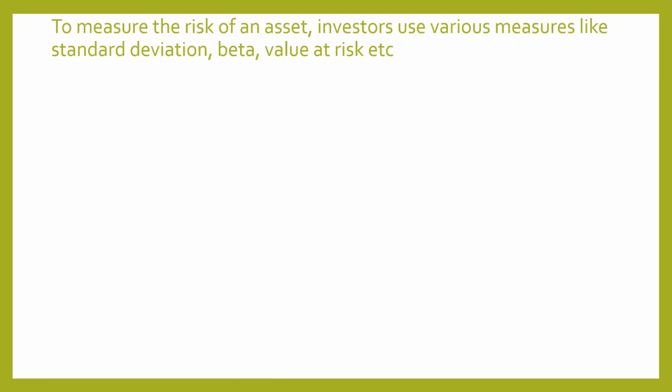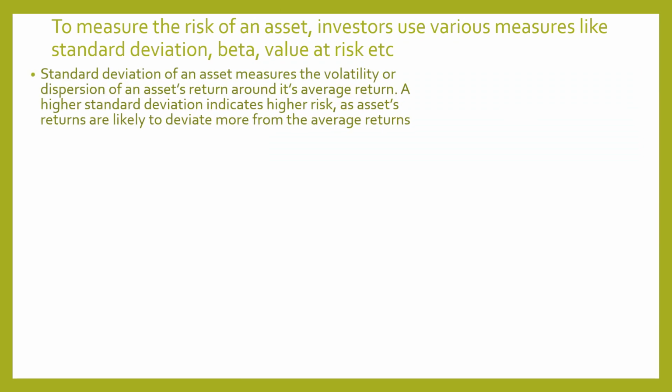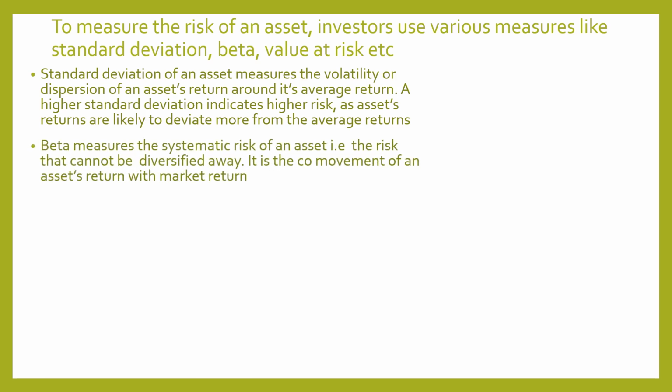To measure the risk of an asset, investors use various measures like standard deviation, beta, and value at risk, etc. Standard deviation of an asset measures the volatility or dispersion of an asset's return around its average return. A higher standard deviation indicates the higher risk, as assets' returns are likely to deviate more from the average returns.